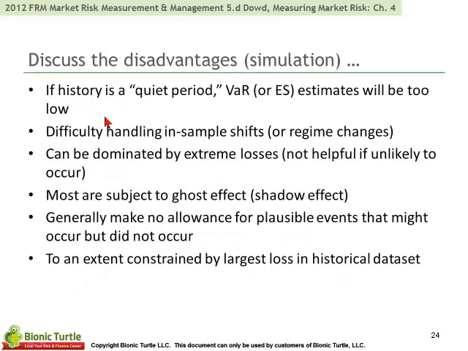And the disadvantages are: if the history is a quiet period, the VAR estimates will be too low; difficulty of handling in-sample shifts; can be dominated by extreme losses; most are subject to ghost effect; generally makes no allowance for plausible events that might occur but did not occur; and to an extent constrained by large losses in the dataset.